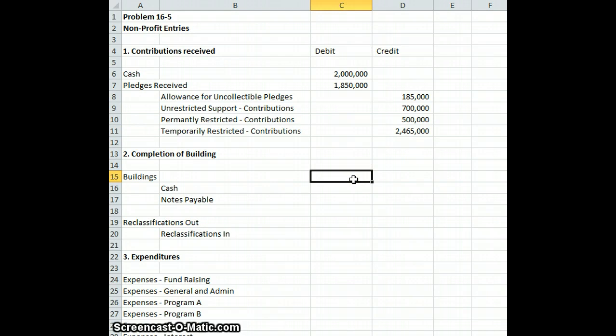Next, we are going to take care of our building. We've done a building addition at a cost of $1,500,000. The $600,000 received in our first transaction was paid to the contractor, and the balance owed is on a 5-year 12% note. So again, this works just like a for-profit company, basically. We are going to record our building at $1,500,000.